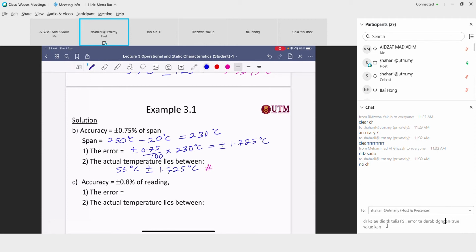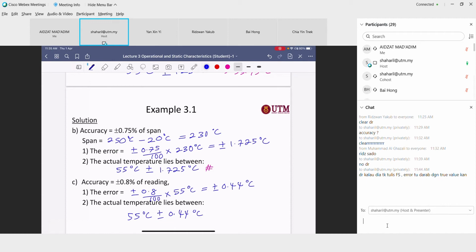Then for the reading, 0.8% of reading. The reading that you measured just now is 55 degree. Then you get plus minus 0.44 degree. Then your actual reading will be 55 degree plus minus 0.44 degree. Yes, so done. Okay, example 3.1 is simple. You just need to understand the concept: from the accuracy, you need to find the error.